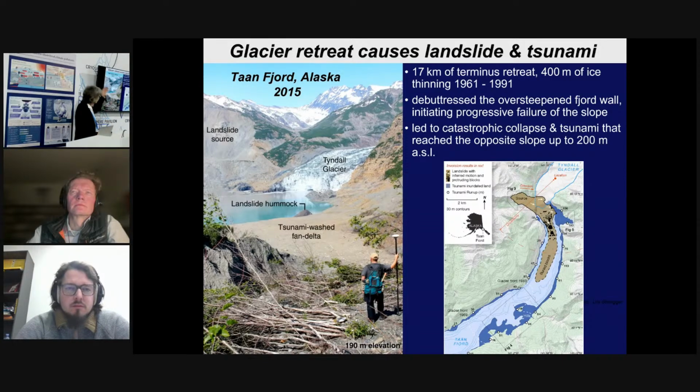And in this case, the entire slope came down and caused a huge tsunami. And it reached the opposite slope about 200 meters above sea level. This is an area where nobody lives. But if people lived there, that would be a catastrophic event. The tsunami reached 190 meters up on the opposite side. Here you see the devastation in the forest.